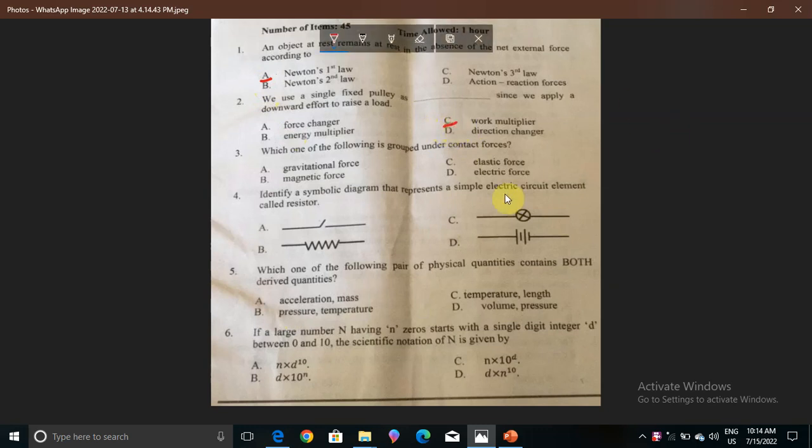Now question number 3 says which one of the following is grouped under contact forces? Here we have gravitational force, magnetic force, elastic force and electric force. Gravitational force and magnetic force and electric force are non-contact forces, but elastic force, yes, it is a contact force. So C is the best choice for question number 3.